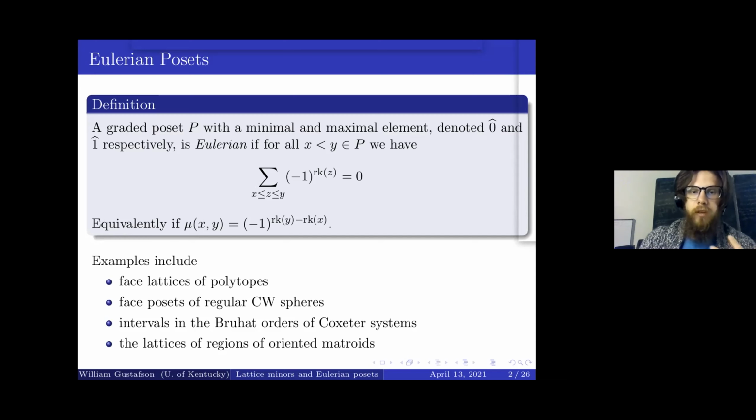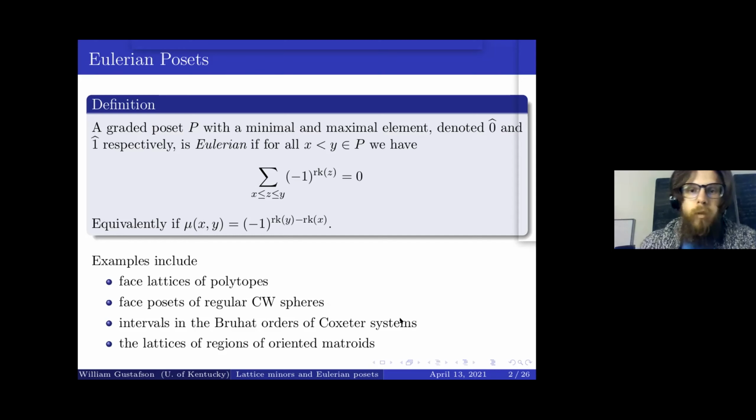Again, really the motivating example is the face lattices of polytopes. So these famously satisfy the Euler-Poincare relation. And this condition here is really just saying that an Eulerian poset satisfies that same relation on every interval. More generally, we have face posets of regular CW spheres as Eulerian posets. So that's a big class of geometric examples. And then in a more algebraic flavor, we have intervals of Bruhat orders as Eulerian posets.